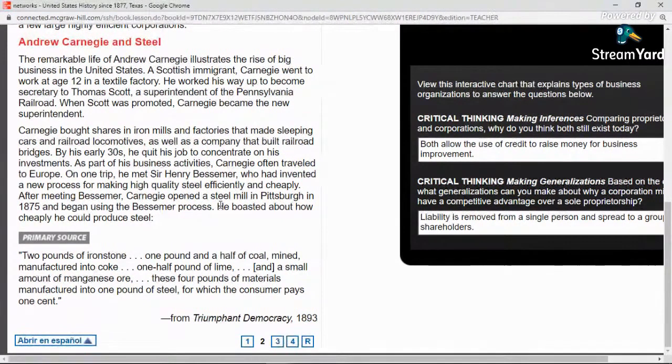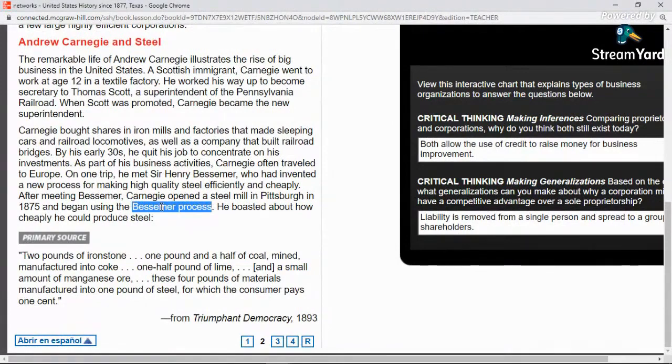Carnegie bought shares of iron and steel in factories that made sleeping cars and railroad locomotives. By his early 30s, he quit his job to concentrate on his investments. As part of his business activities, Carnegie often traveled to Europe. On one trip, he met Sir Henry Bessemer, who had invented a new process for making high-quality steel efficiently and cheaply. After meeting Bessemer, Carnegie opened a steel mill in Pittsburgh and began using the Bessemer process. He boasted about how quickly he could produce steel.